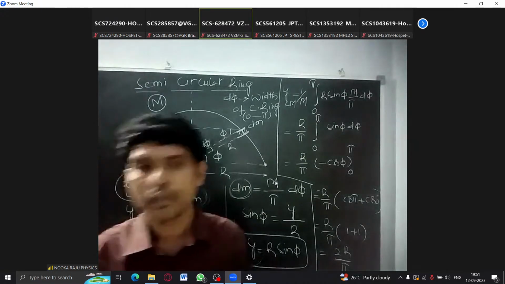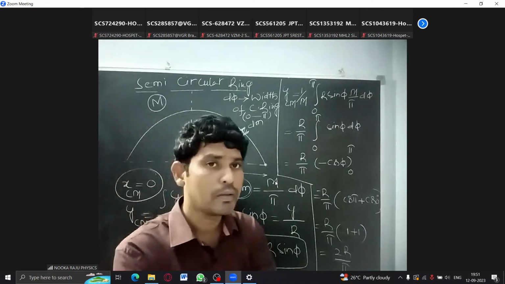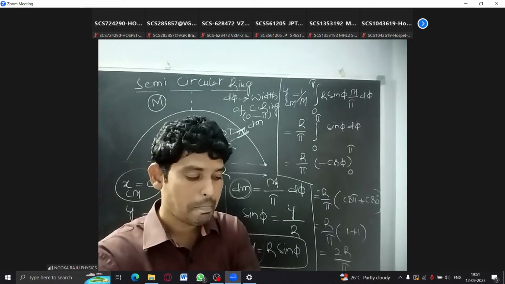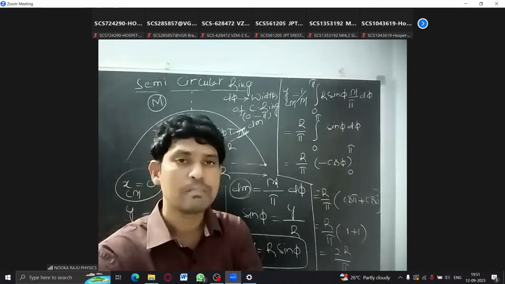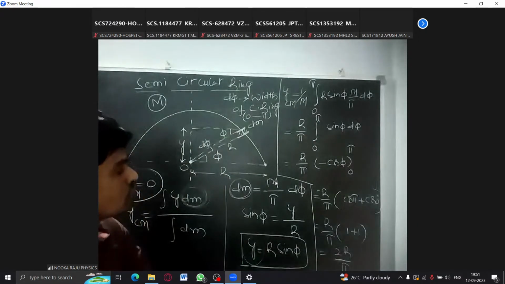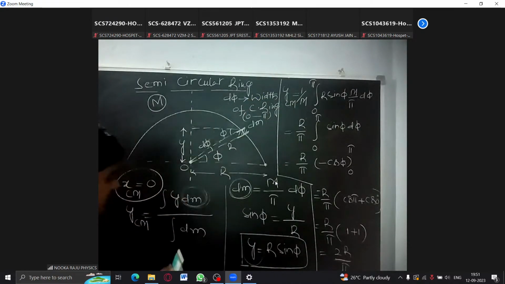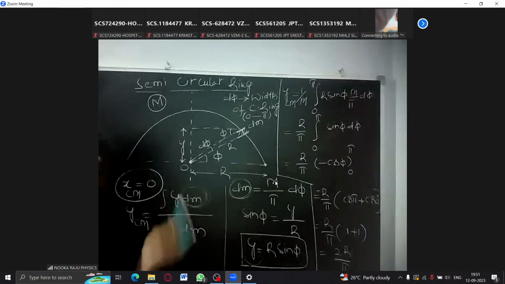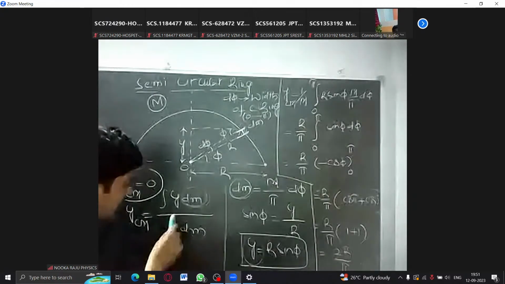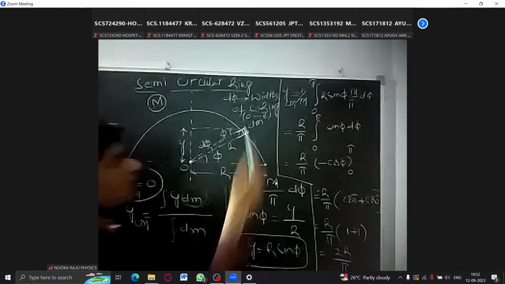Sir, why did you write 1 by m? YCM is equal to 1 by m integration. So integration of dm, how much is it? It is the total mass of the given semicircular ring, that is capital M. If you add small m1 plus m2 plus m and so on, it is equal to capital M. Directly, I have just written that.